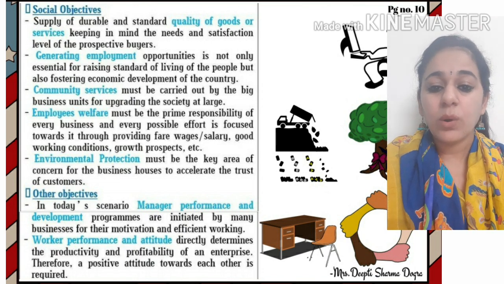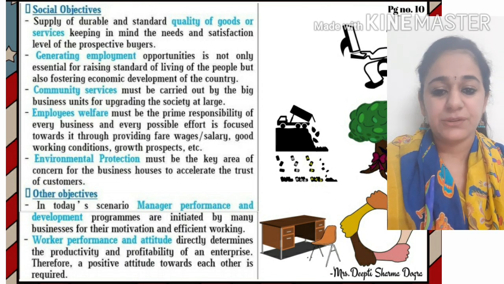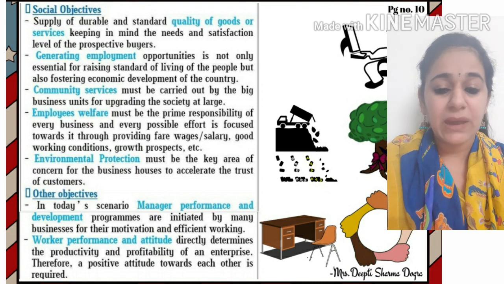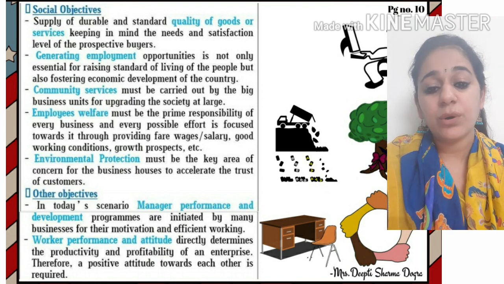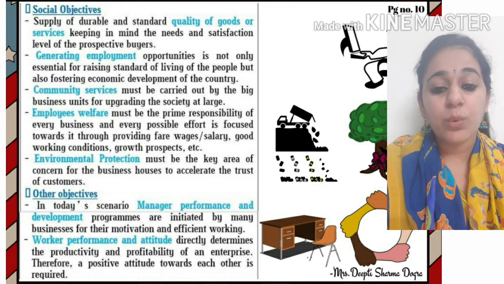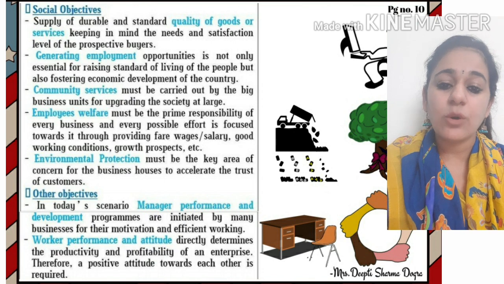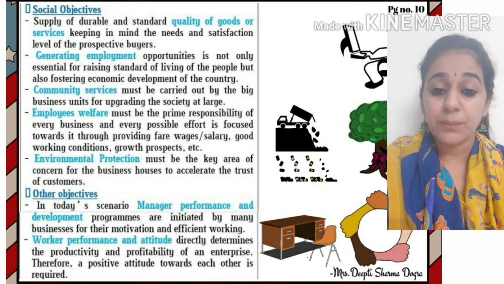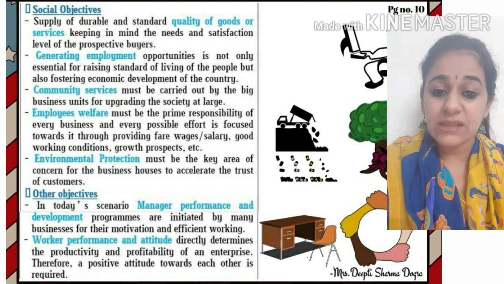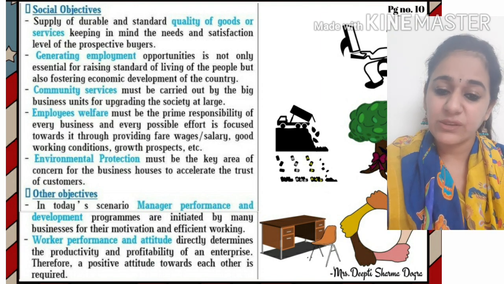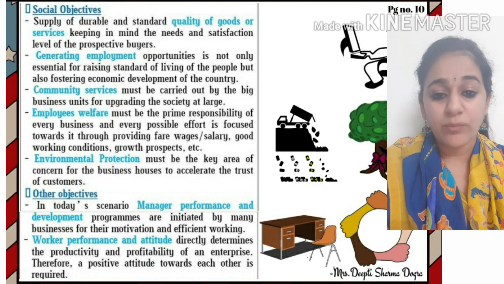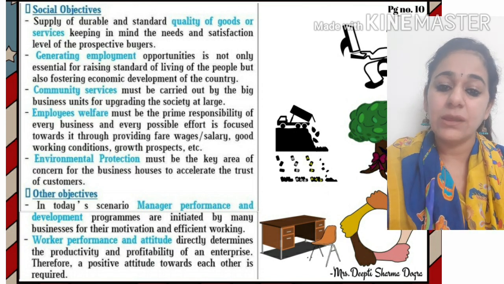Next is workers' performance and attitude. This I have explained that it is a two-way process. Management needs workers and workers need management, right? So both would work together to achieve the objectives of the organization because it is not their individual objective, it is their common objective. Because if the business is earning huge amount of profit, it is obviously beneficial for the workers as well.